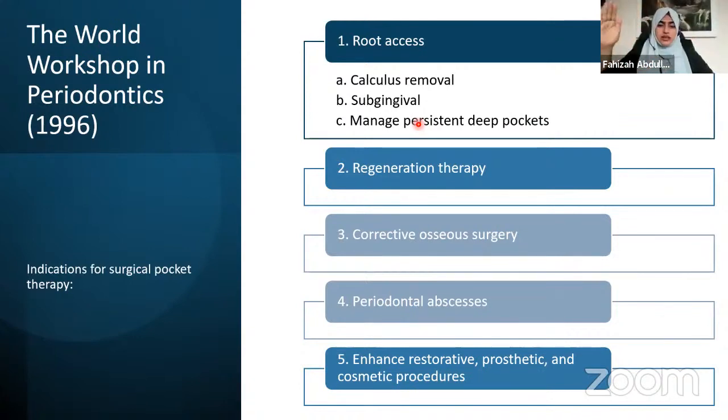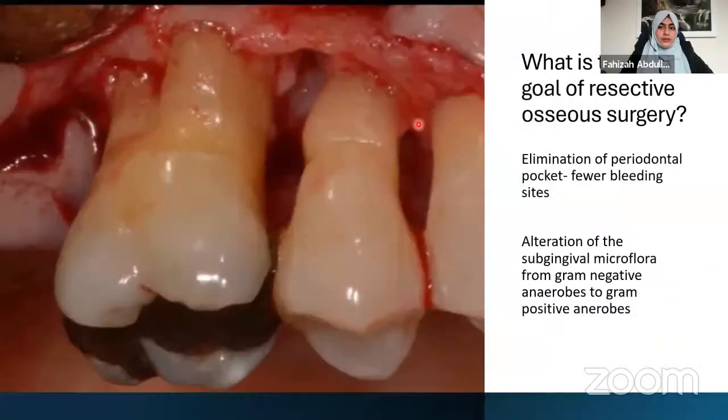any exostosis or any other deformities on the marginal bone can be recontoured or reshaped to the bone level. And periodontal abscesses, and enhanced restorative, prosthetic and cosmetic procedures. Now, I think this is one of the most extensively used, because crown lengthening, I think most of the clinicians are doing. So that becomes one of the indications of resective osseous surgery.